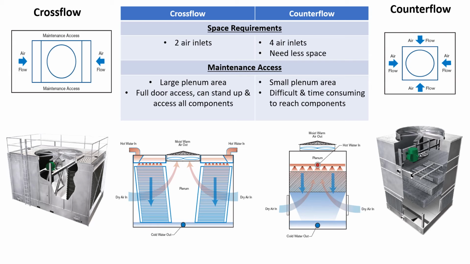In crossflow cooling towers, air enters on two sides of the tower. Counterflow towers, on the other hand, have air entering from all four sides of the tower to the bottom of the tower. For heat loads of less than 750 tons, crossflow towers need significantly more space than counterflow towers. This makes counterflow towers an ideal selection if they're being used in a densely populated area.